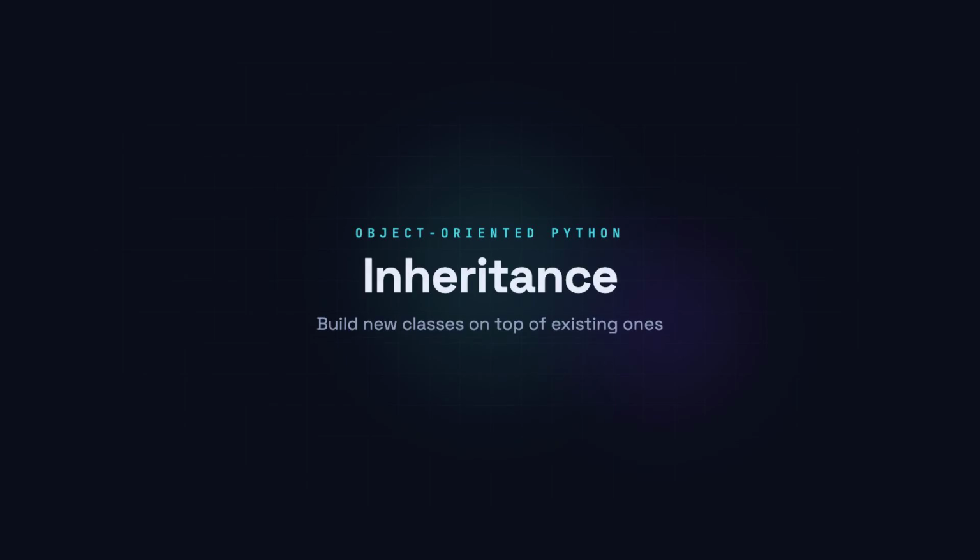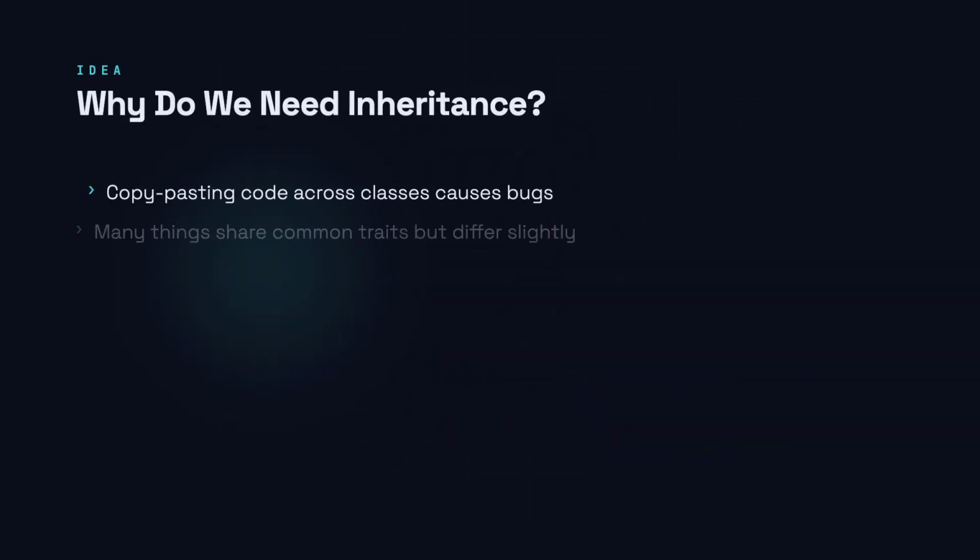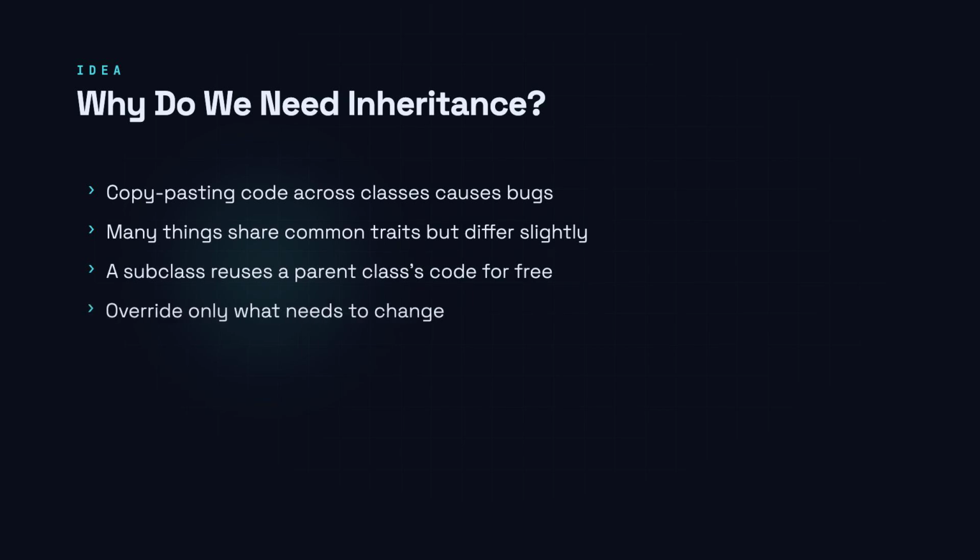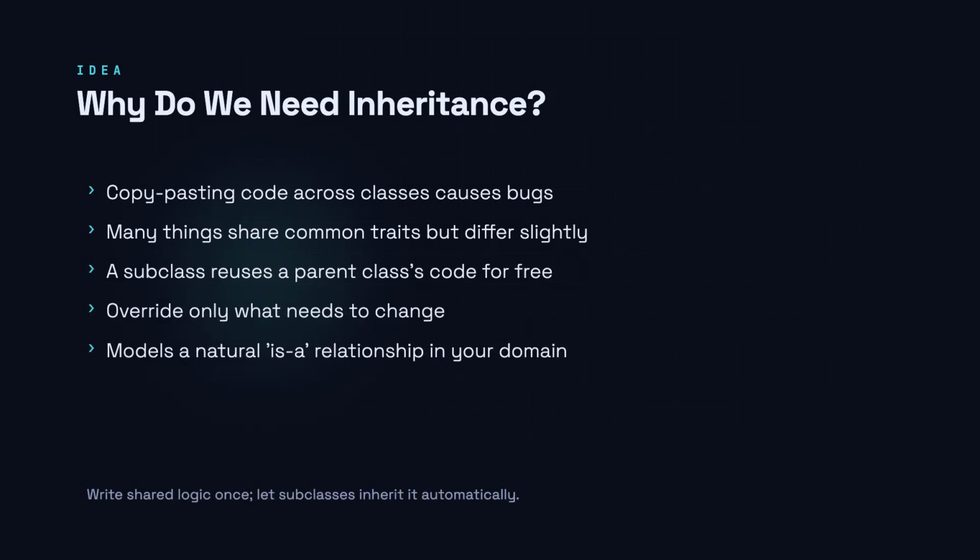In this video, we explore inheritance, one of the most powerful ideas in object-oriented Python. It lets you build new classes by reusing code you have already written. Without inheritance, you would copy the same code into every class that shares behavior. Inheritance lets a child class reuse everything the parent already defined, so you only write the differences.